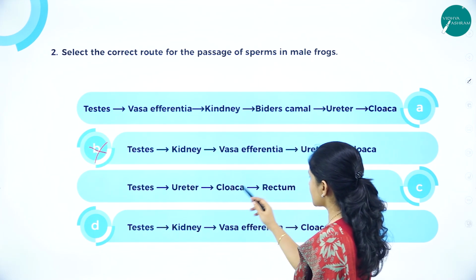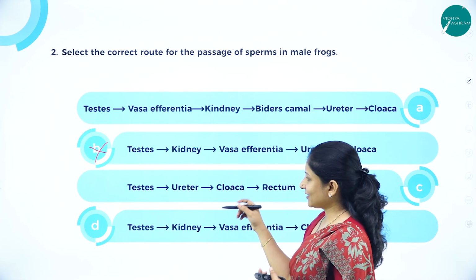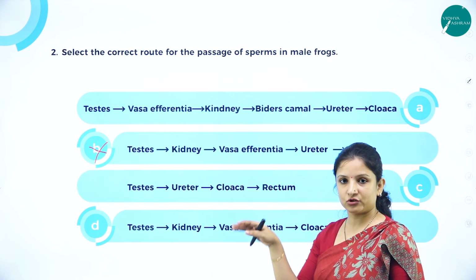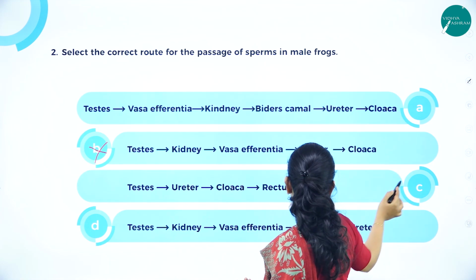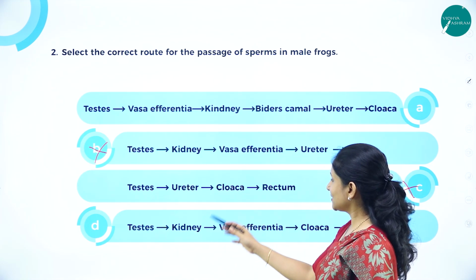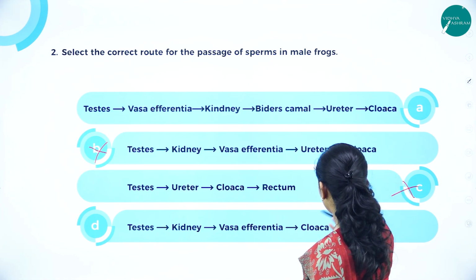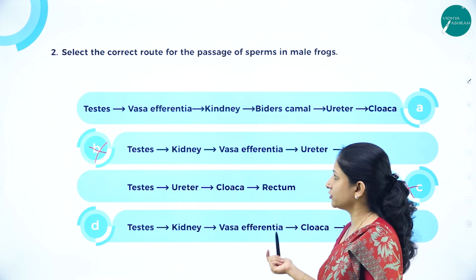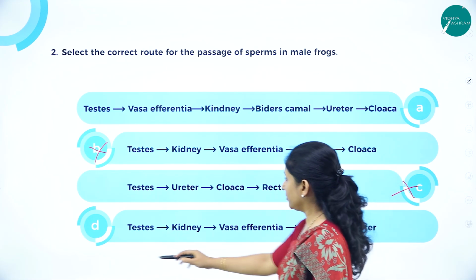Next, testis, ureter, cloaca, rectum. From the testis directly the sperms can't travel to the ureter. Something has to be there in between. So therefore option C is also wrong. Next, testis, kidney, vasa efferentia, cloaca, ureter. Again here from the testis directly to the kidney, it's not possible. So this option can be eliminated.